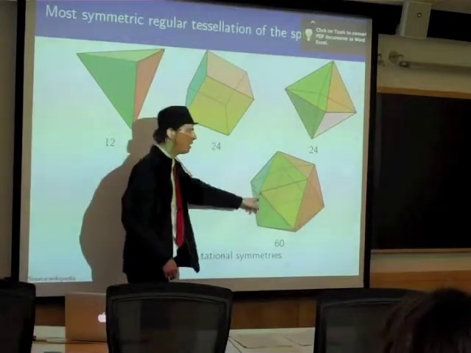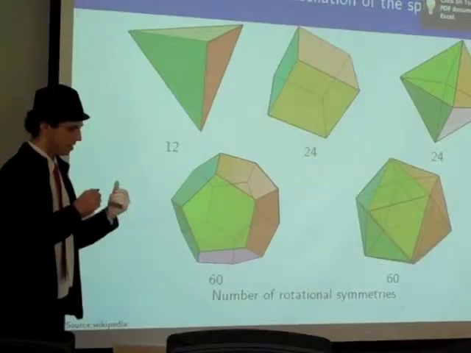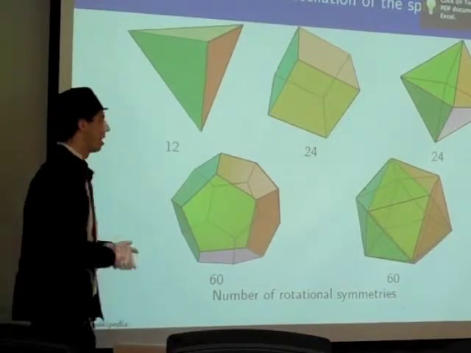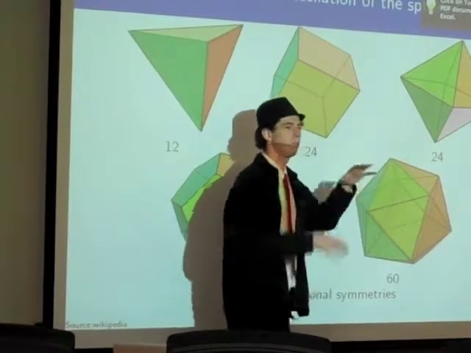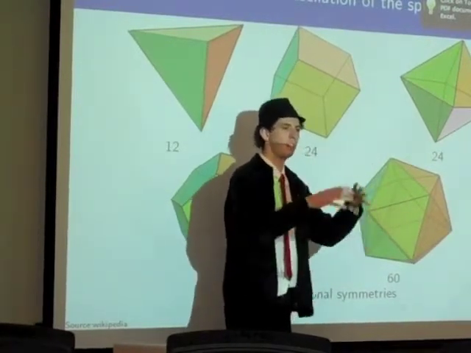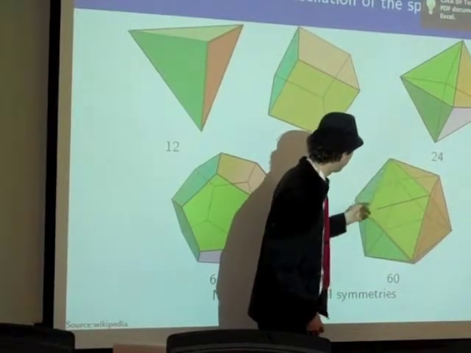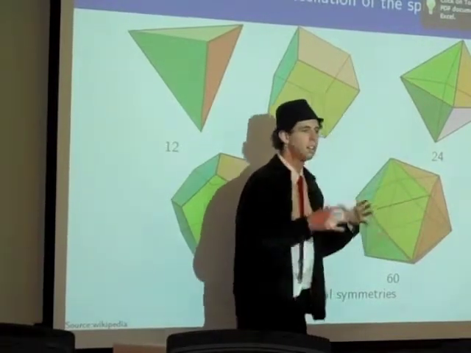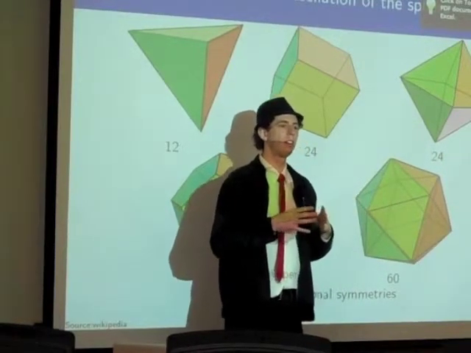So this guy here is the guy with the most symmetries. Why do we care? You can also think of this guy as having the most symmetries per surface area of the sphere. But that also implies that one of these tiles is as small as you can get for a regular tessellation of the sphere.